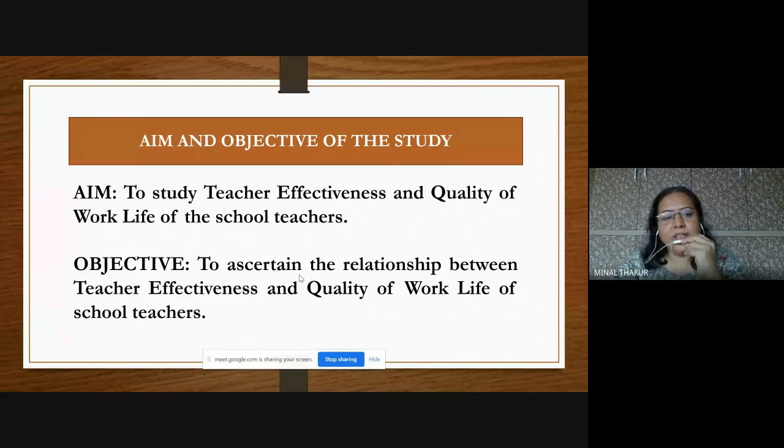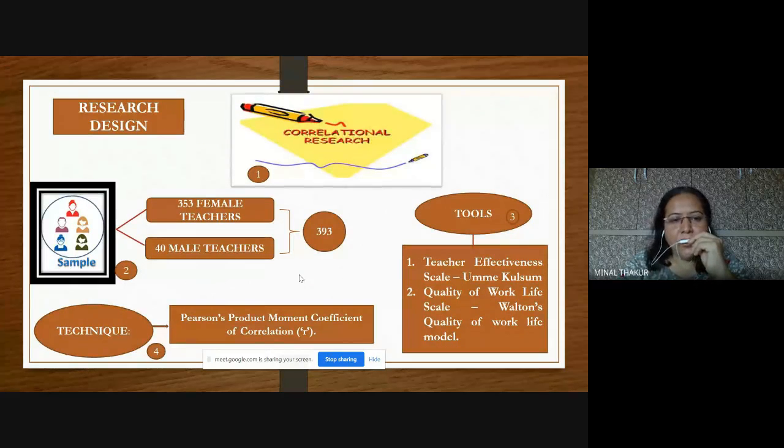Okay, so what was the aim of this research? The aim was to study teacher effectiveness and quality of work life of school teachers. And the objective was to ascertain the relationship between teacher effectiveness and quality of work life of school teachers. So I wanted to find out the relationship between these two variables. Okay, next slide, please.